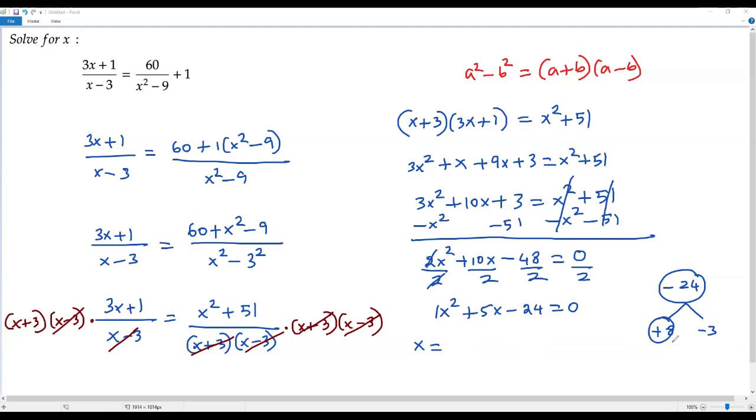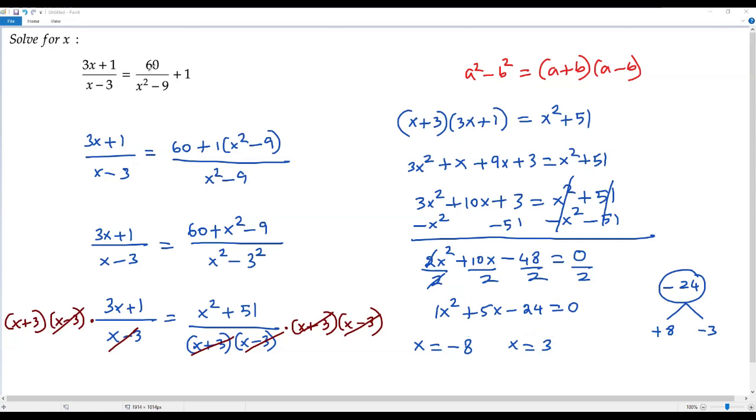Okay, now let me consider the first factor over here, positive 8. If I change this sign, I'll be getting negative 8. That is the first value of x in this quadratic equation. And if I change the sign of the other factor, I'll be getting positive 3. So now I got two values, because since it's a quadratic equation, the maximum number of solutions we can have for x is 2, and I got two real values for x when I solved this quadratic equation. One is negative 8 and the other is positive 3.